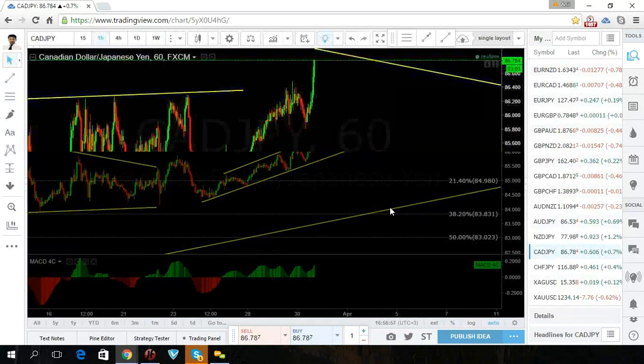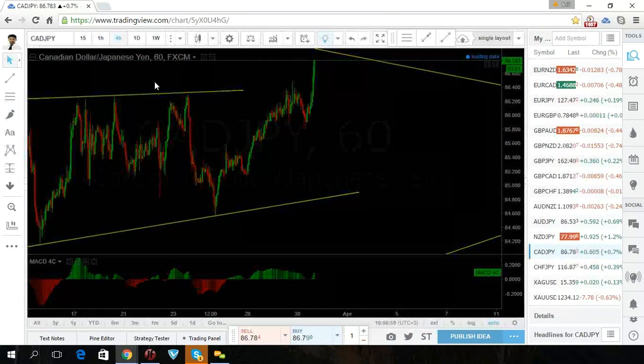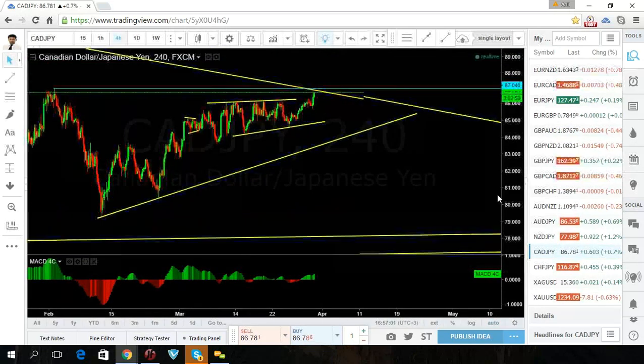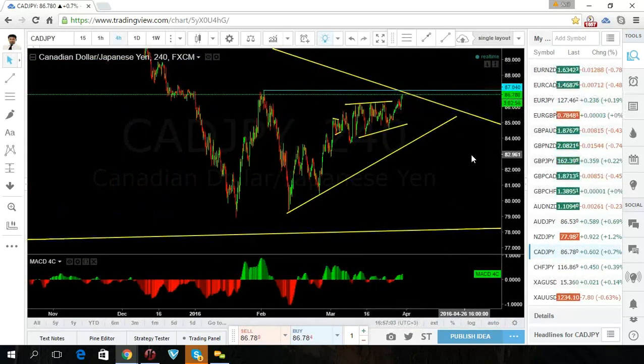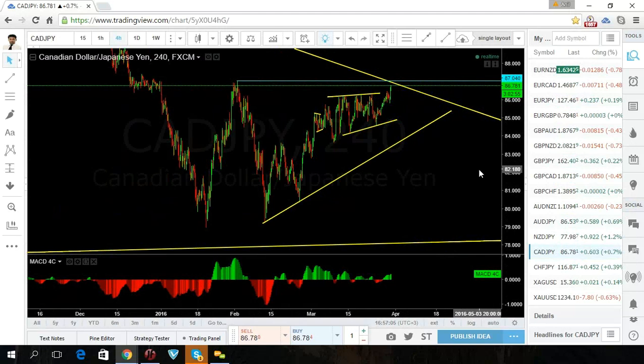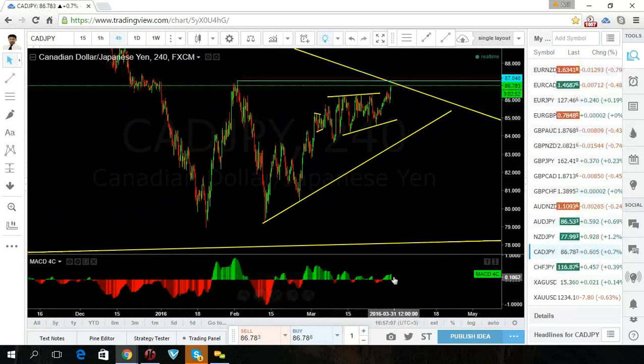CAD yen. Somebody wanted CAD yen. Let's show it. When CAD yen hits that top, I remember I said that yesterday. When it hits the top, be careful. We have a lot of divergence in the chart.